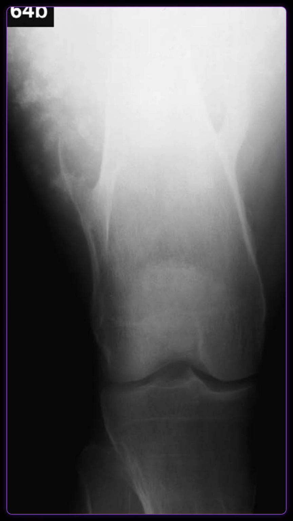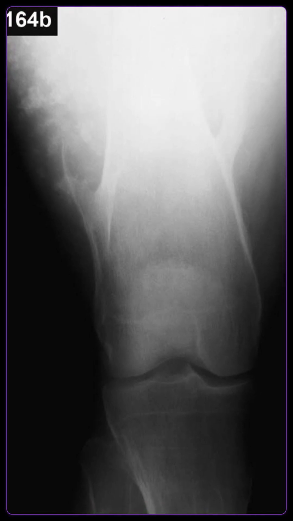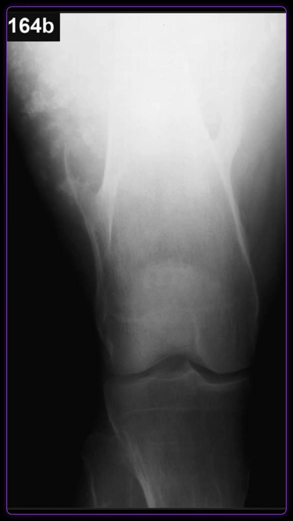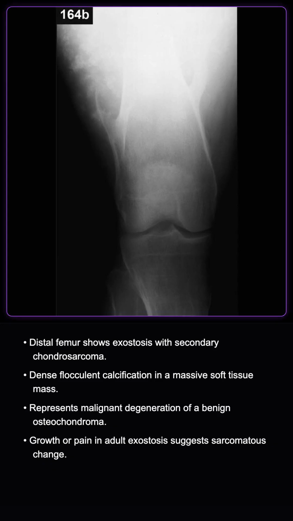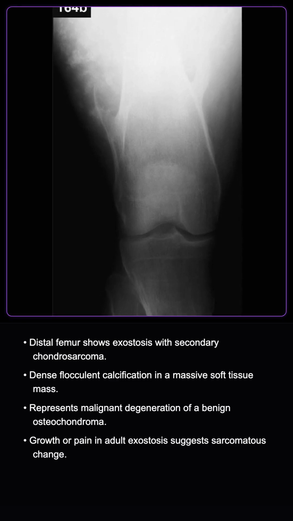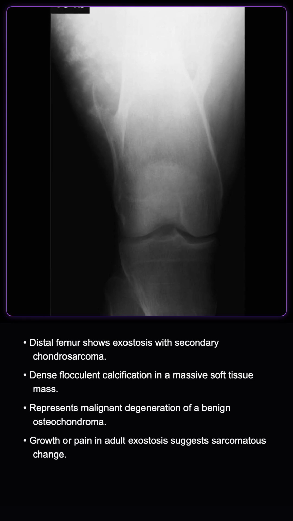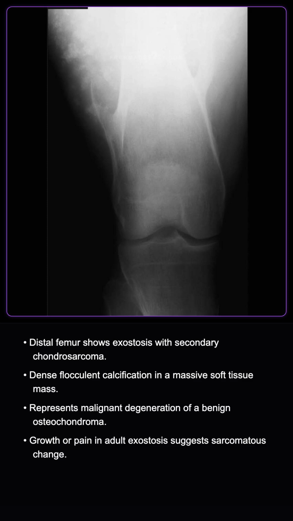I am showing you a radiograph of a femoral lesion. Describe the findings and explain how it relates to this pathology. The radiograph of the distal femur demonstrates a large secondary chondrosarcoma that has arisen from a pre-existing exostosis at the medial femoral condyle. There is extensive, dense, flocculent calcification within a huge soft tissue component surrounding the exostosis.